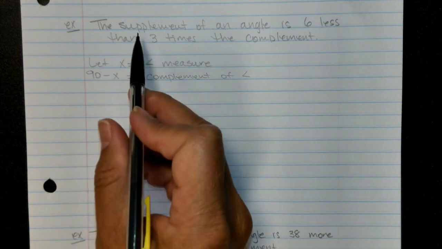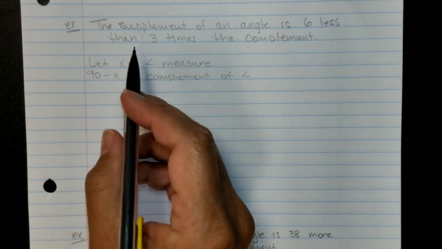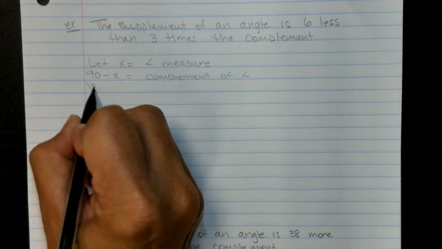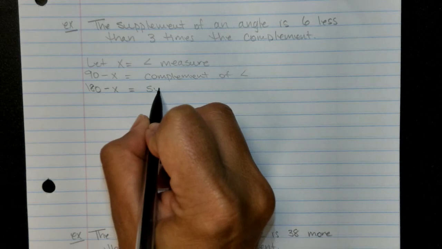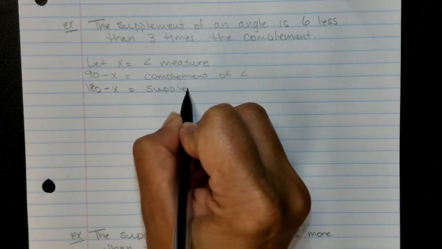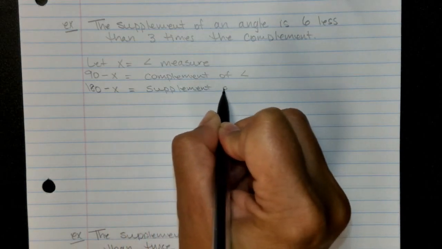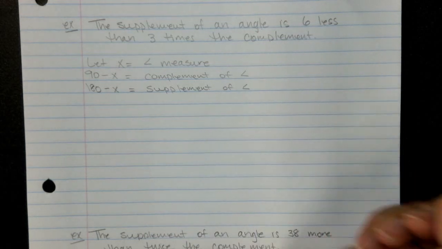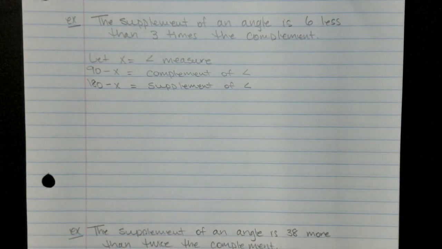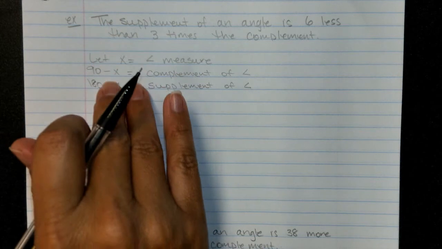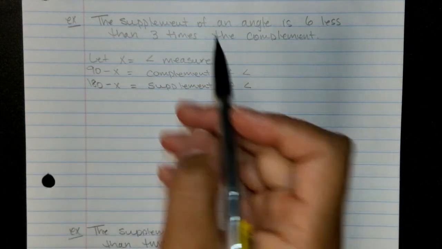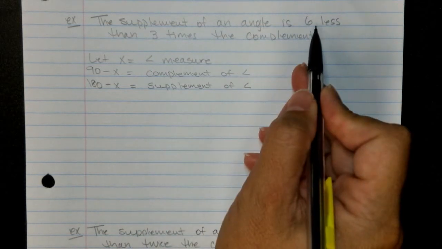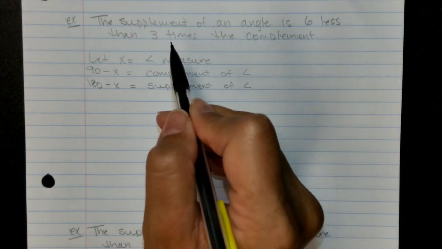And we can do the same thing for supplement. We know supplementary angles are 180, so this angle in question must be less than 180. So we're going to call that the supplement of an angle. Once you have your key, I encourage you to take just 30 seconds and make it, because from there you can set up your equation in the same order as your word problem.